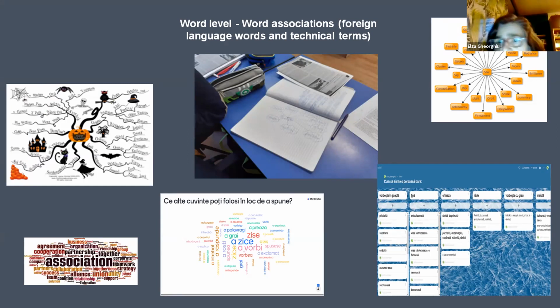Okay, and what do we have here? We have different mediums. This is a board for word associations. This is a notebook for word associations. This is a whiteboard, a digital one. And this is Mentimeter. You can use Mentimeter, or you can use Padlet, the digital tool, which is a fantastic tool. Okay, and both of them are free. Mentimeter and Padlet are free.